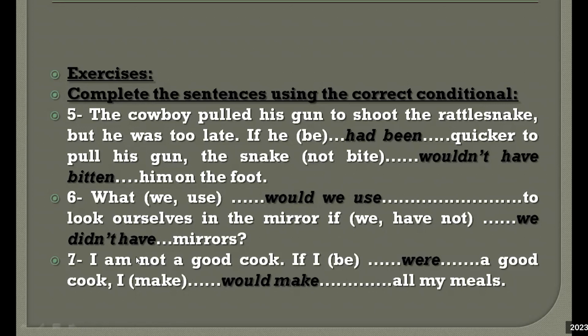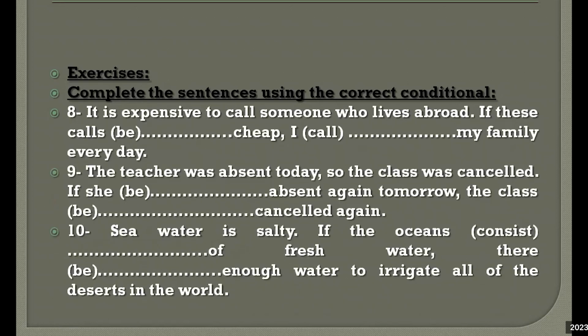Number 7, I am not a good cook. And I'm imagining what would happen if I were a good cook. So that's the second conditional. Like I'm using my imagination. So if I were a good cook, I would make all my meals. That's just my imagination. Let's continue practicing. Take some time. Think about the sentences. Decide if they are first, second, or third, and then put them in the correct form.